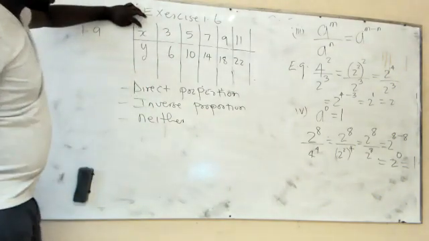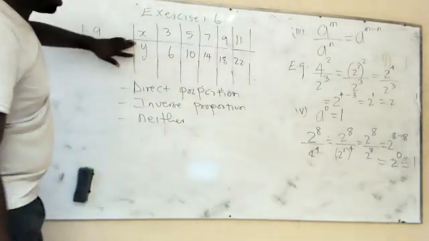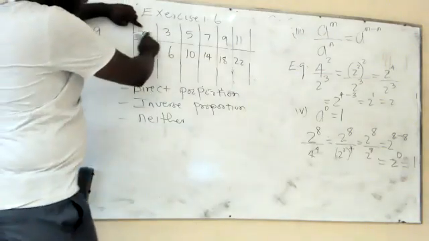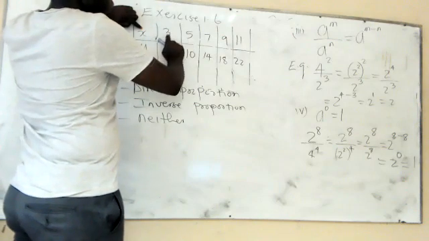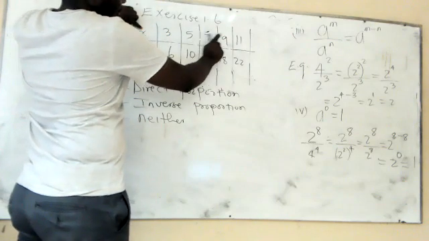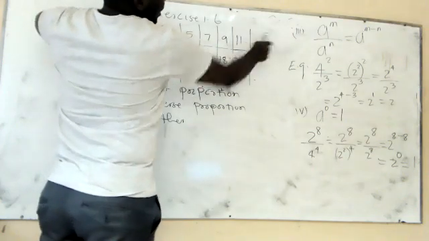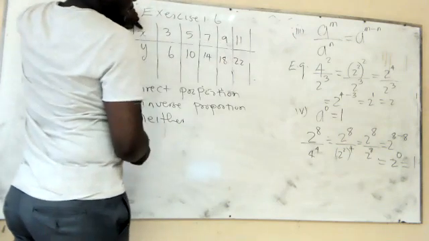So now let's choose from this table that we have here. You can see we are given a table with values of X and again a row with values of Y. The values of X are increasing at the same rate: 3, 5, 7, 9, 11. Can any one of you tell me what will be the next number after 11?